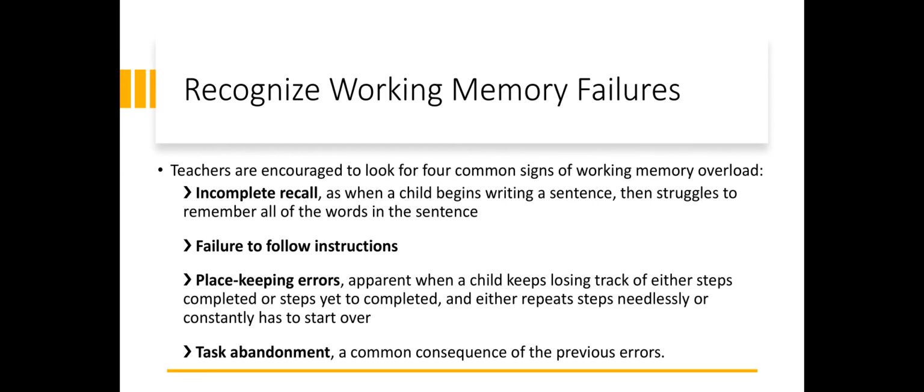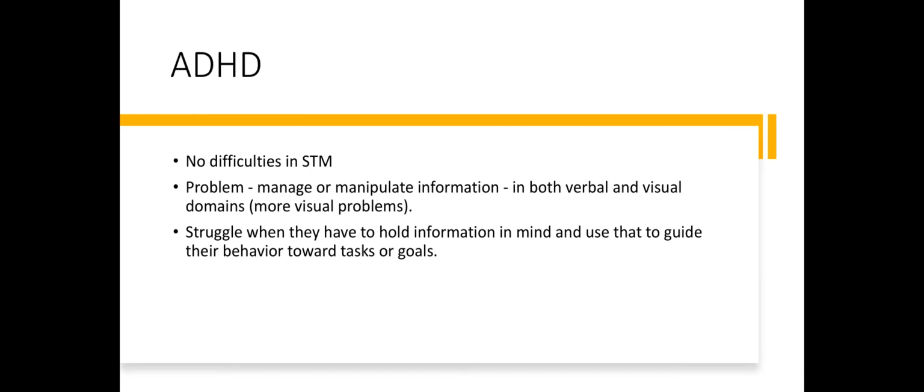Now we're going to go on to specific neurodiversities. So when we're talking about children who have ADHD, you'll notice that these children don't have particular difficulties with their short-term memories. These children will be able to verbatim repeat back to you a string of numbers. What they do have problems with in ADHD is manipulating both verbal and visual information, and actually with ADHD it is more visual problems than it is verbal problems. They have that working memory issue.